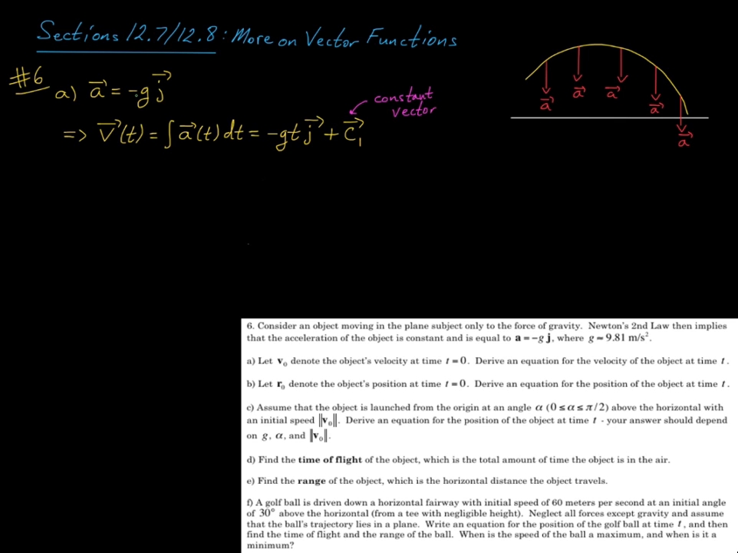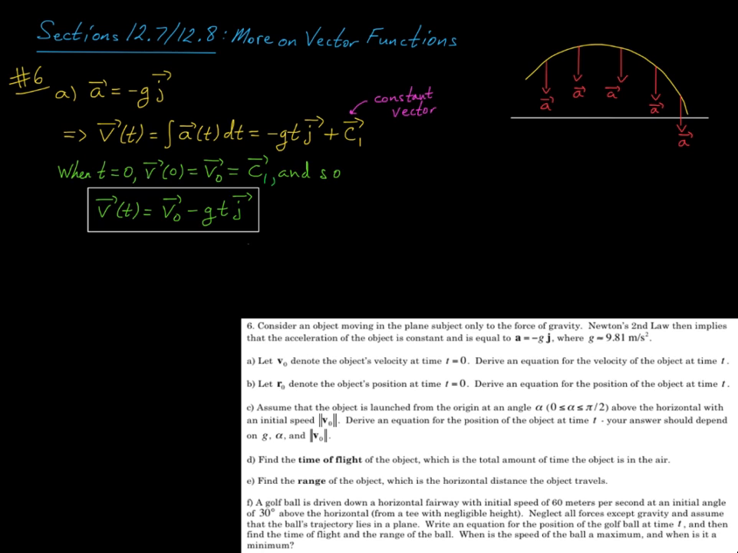And so this will give us negative gt times the basis vector j plus a constant of integration, and here since we're integrating a vector function, our constant of integration is in fact a constant vector, and I'll call that c1. Since we're calling our velocity at time t equals 0 v sub 0, if I plug in 0 for t, I get that this constant c1 is equal to v sub 0. Putting that all together, our velocity at time t is equal to our initial velocity v sub 0 minus gt times the basis vector j.